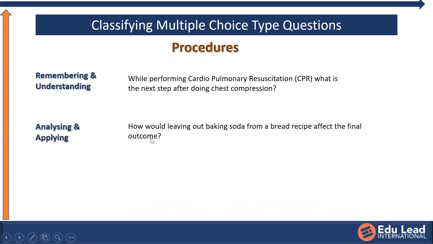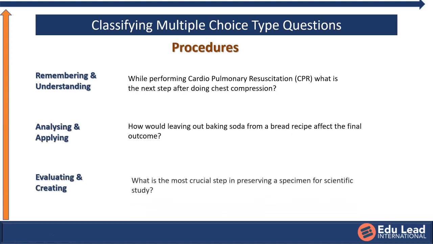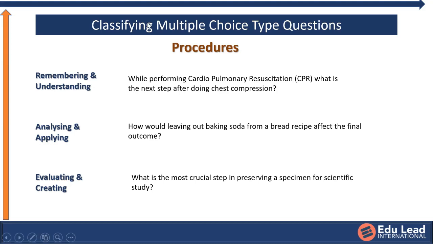Then the next would be, how would leaving out baking soda from a bread recipe affect the final outcome? This is, again, a procedure-based question, the procedure of making bread, but it is analysis. If you leave out baking soda, what is its effect on the outcome? Then evaluating and creating: what is the most crucial step in preserving a specimen for scientific study? Here you should know the procedure of preserving a specimen. And then you have to evaluate and say which one is the most crucial step. So therefore, it is based on procedure and it's an evaluative question.